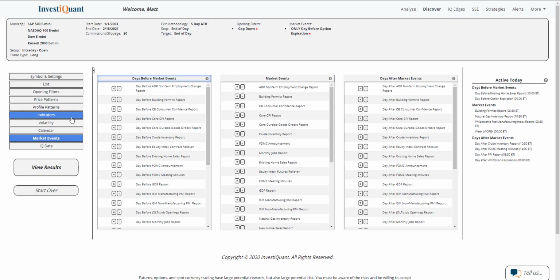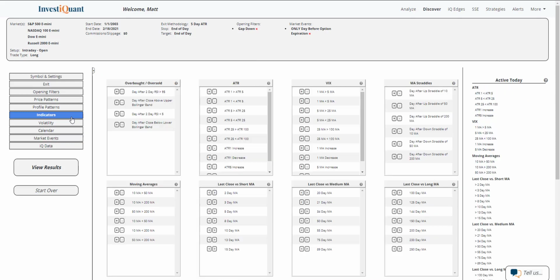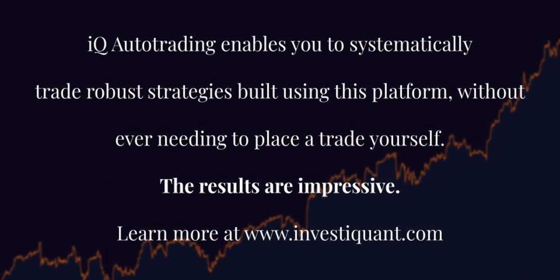And lastly, I want to look at this day specifically in the context of a bullish market environment. So I'm going to put it above a 10-day simple moving average and above a 200-day simple moving average. Now I'm going to click View Results.